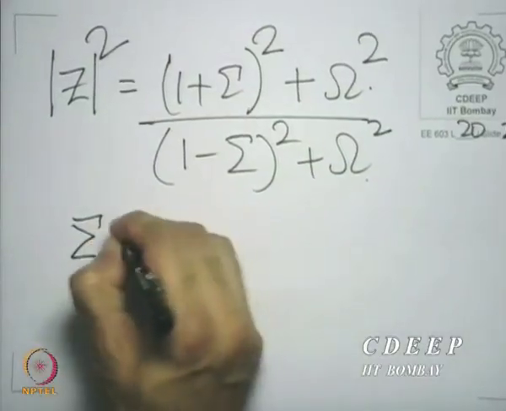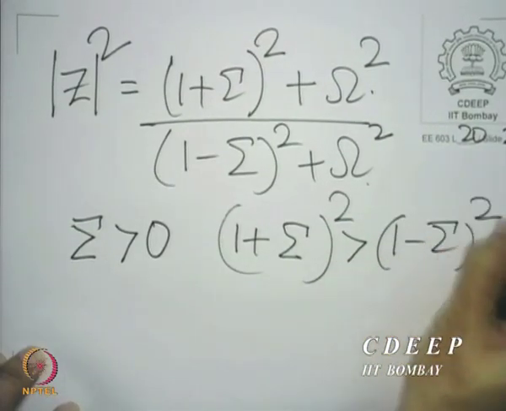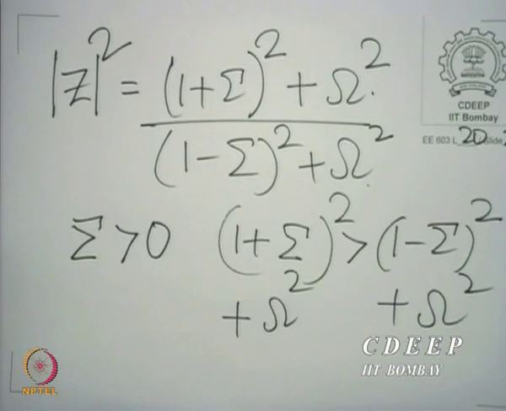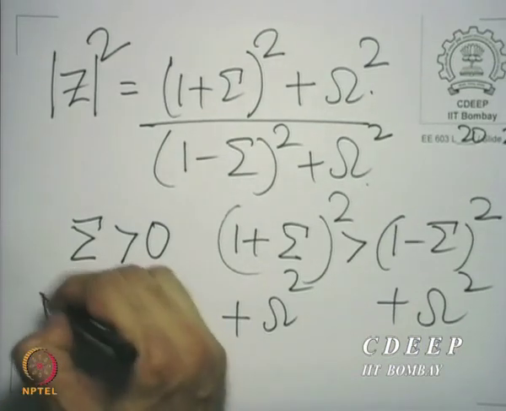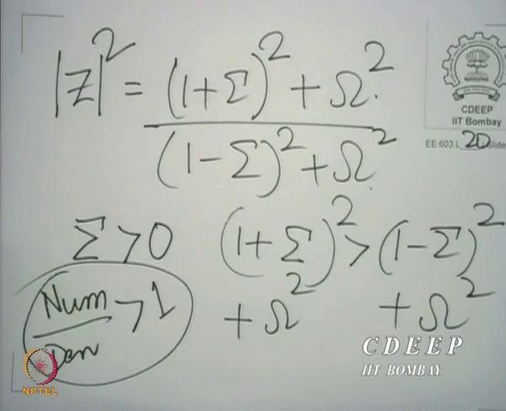Indeed, when sigma is greater than 0, then 1 plus sigma squared is bound to be greater than 1 minus sigma squared. That is very easy to see. And nothing changes if you add omega squared to both sides. So, numerator is greater. So, numerator by denominator is greater than 1, clearly. Is that correct? For sigma greater than 0, 1 plus sigma, the whole squared, must be greater than 1 minus sigma, the whole squared. And in that case, the numerator is strictly greater than the denominator. And therefore, mod z is more than 1.